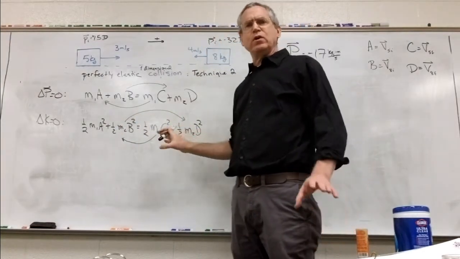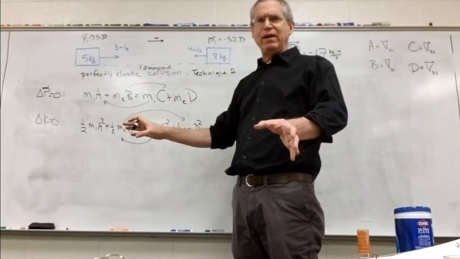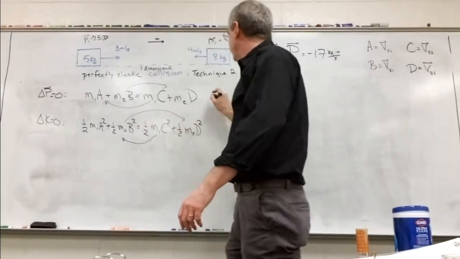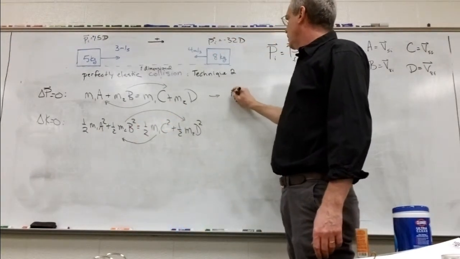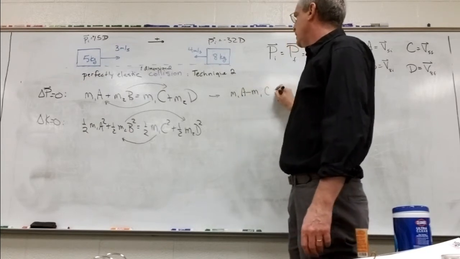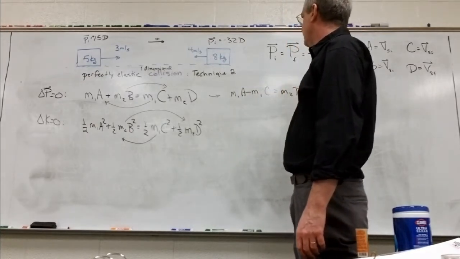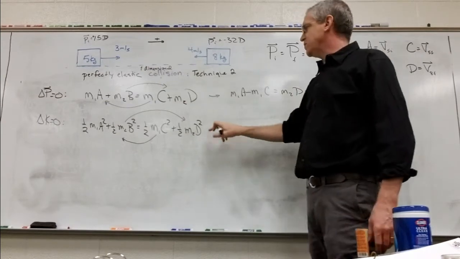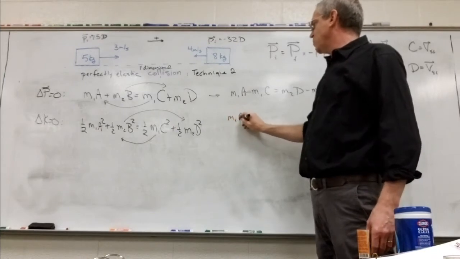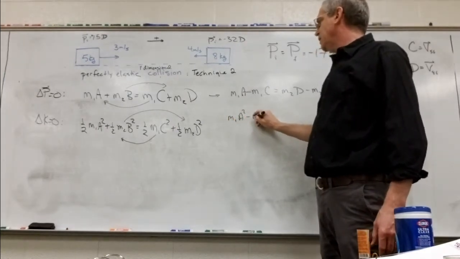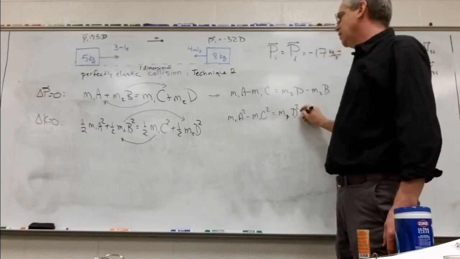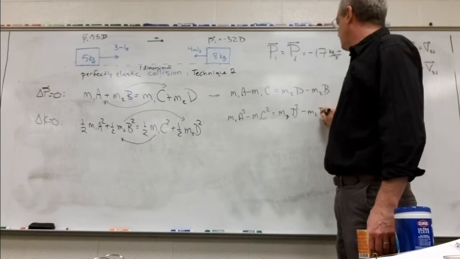On the second equation, I'm also going to multiply everything by 2 just to get rid of the 1/2, or divide by 1/2, same as multiplying by 2. And so what I end up with for this equation is m1a minus m1c equals m2d minus m2b. This equation, again getting rid of all the 1/2s, is m1a squared minus m1c squared equals m2d squared minus m2b squared.